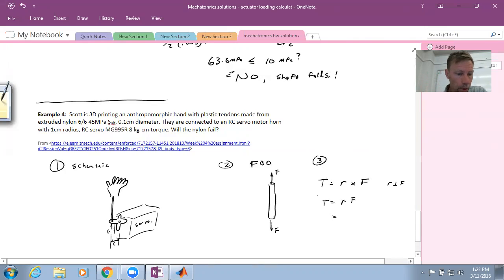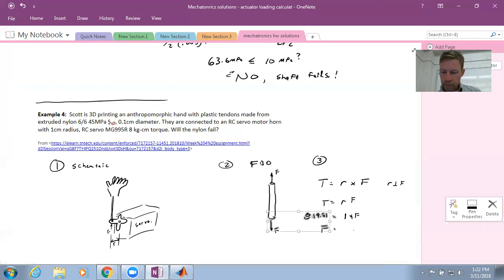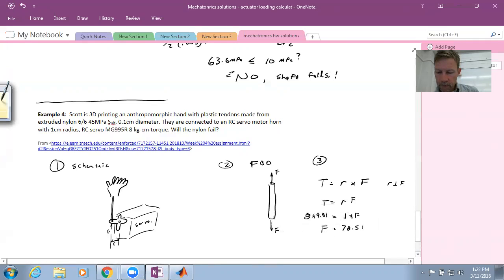So my torque is 8 kilogram centimeter. I've got to multiply that times 9.81, so that's Newton centimeters, equals R, the radius, which was 1 centimeter, times a force. Or my F is simply 8 times 9.81, which is 78.5, so F is 78.5 newtons. That was in Newton centimeters.